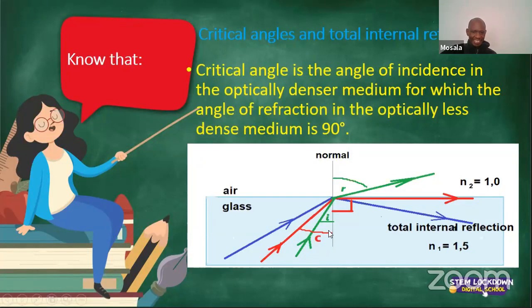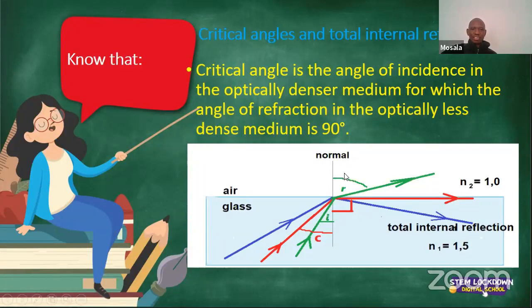The reason is that this angle over here is larger. The angle of incidence for this light represented by the color blue is larger than the critical angle. So the angle between the normal and this light ray is greater than the critical angle. That is why this light is reflected back into the medium from which it comes.